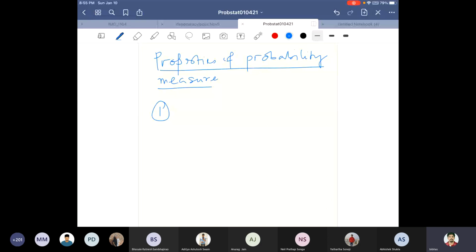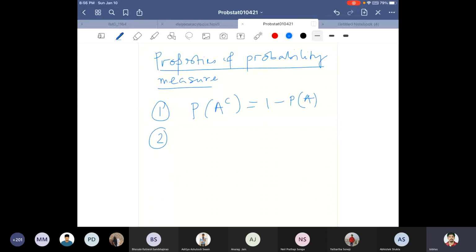For example, we said the complement of any event is also an event, and its probability is 1 minus probability of A. Why are we discussing these properties? Because these properties will be helpful to solve problems. You will encounter problems where maybe you know probability of A, and you have to calculate probability of the complement of A. So you can use this formula.